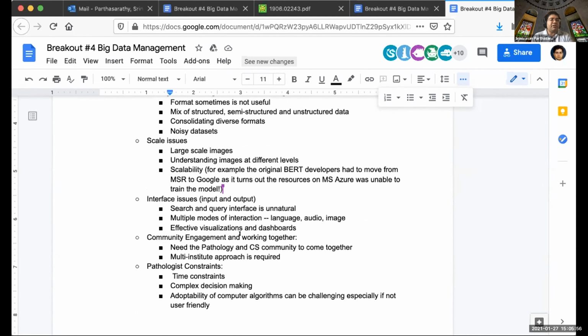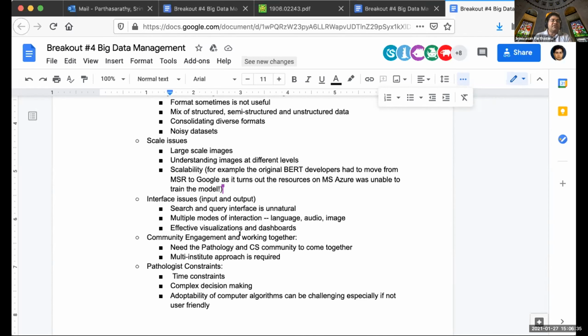There were several questions about interface issues, both from the input side and the output side. In fact, several folks in the group talked about the fact that you ideally want something that interfaces nicely with the existing LIS system, so that it doesn't make life more difficult, and also enhances the chances of adopting these kinds of new technologies in the pathology space. So in this context, search and query interfaces can be improved. Multiple modes of interaction. I think several of the talks talked about this as well.